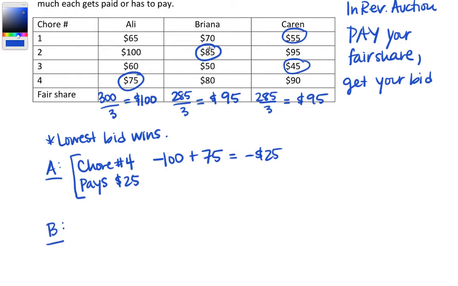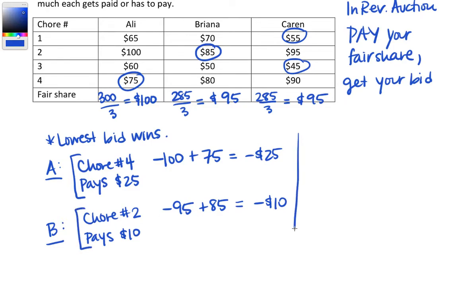Now Brianna, she had the lowest bid on chore number 2. Okay, and her fair share was $95, so she pays that $95, which is why it's negative, and she gets $85 of credit for doing that chore, and that comes out to negative $10. Negative, so she still pays. She pays $10.